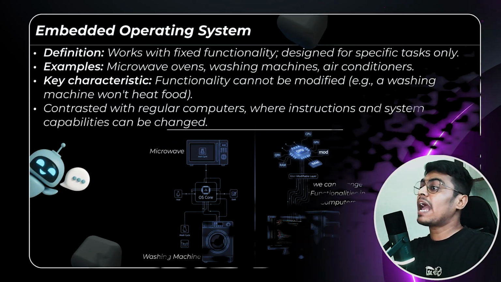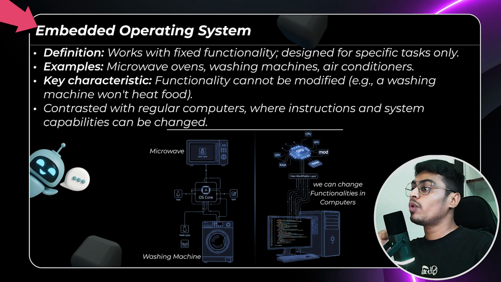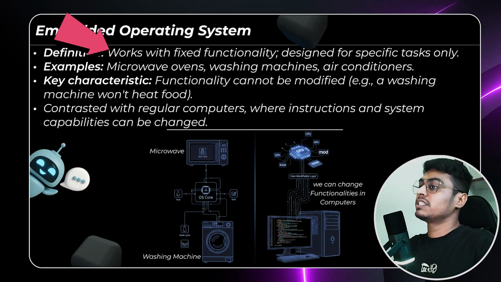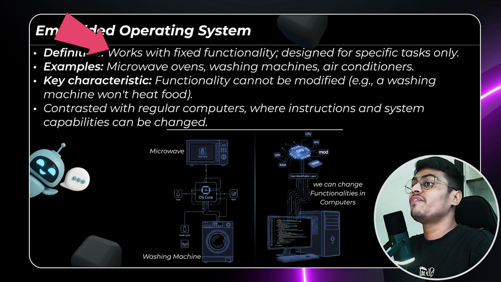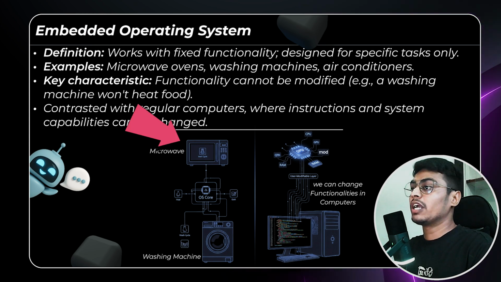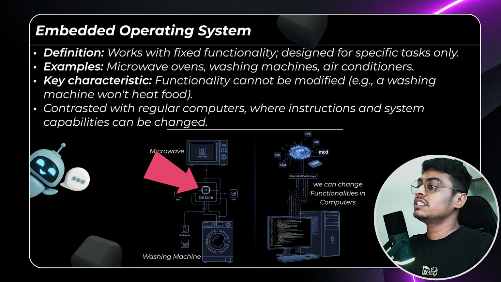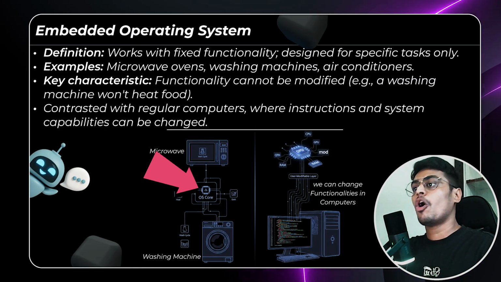Now, what is embedded operating system? Moving forward to embedded operating system. Embedded systems work with fixed functionality. They are designed for specific tasks only. Examples include microwave ovens, washing machines, and air conditioners. The operating system managing these devices is called an embedded operating system.